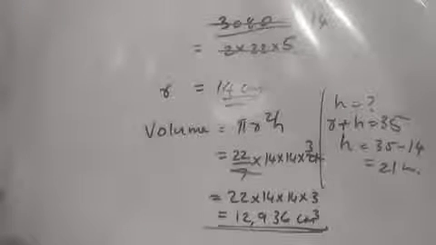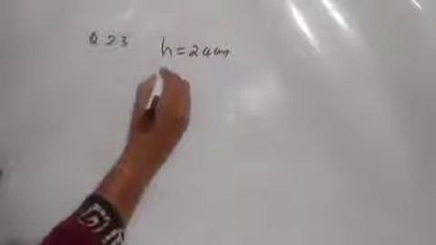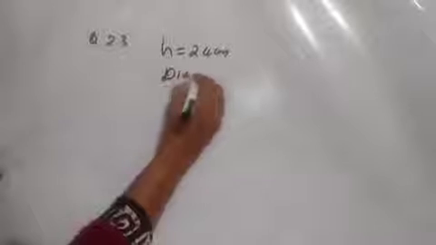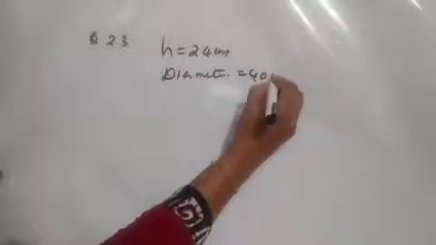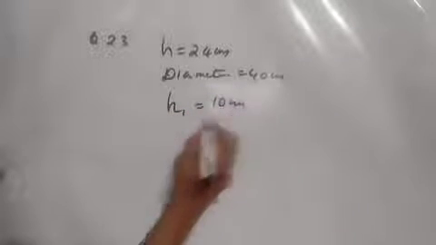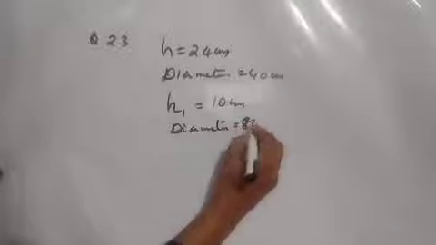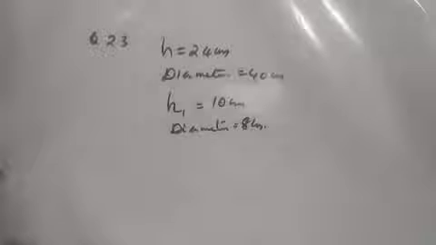Okay. Next is question 23. A cylindrical vessel of height 24 centimeter and diameter 40 centimeter is full of water. Find the exact number of small cylindrical bottles, each of height 10 centimeter and diameter 8 centimeter, which can be filled with the water.